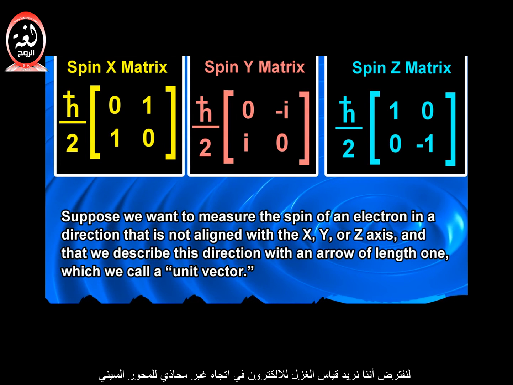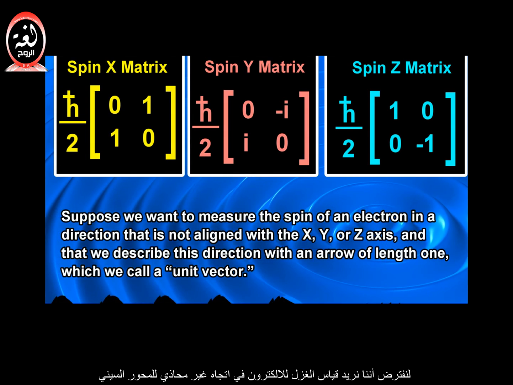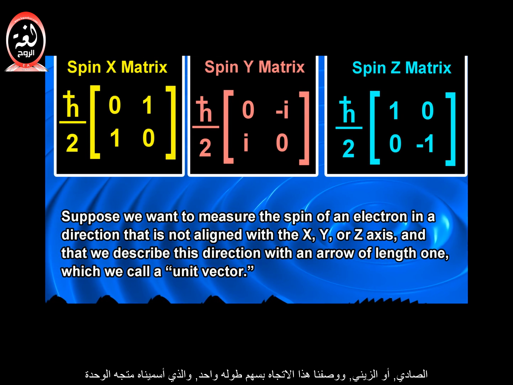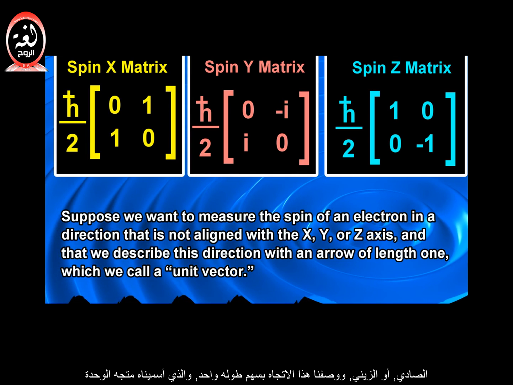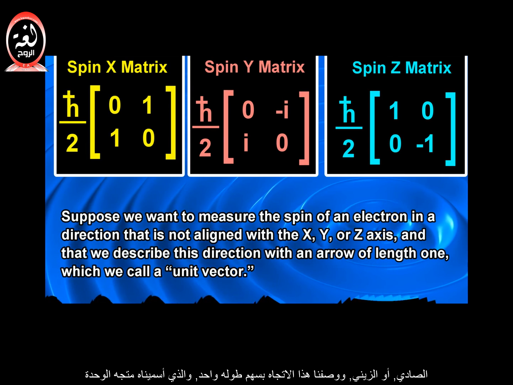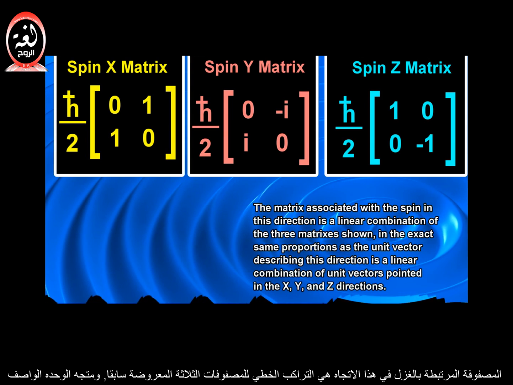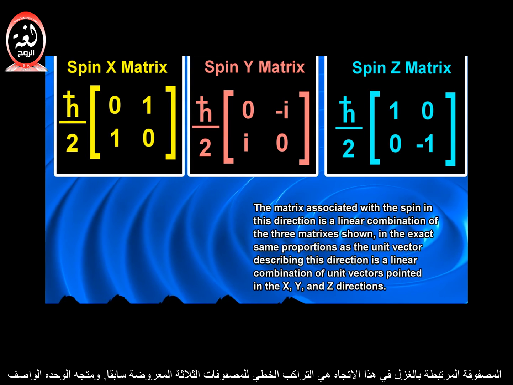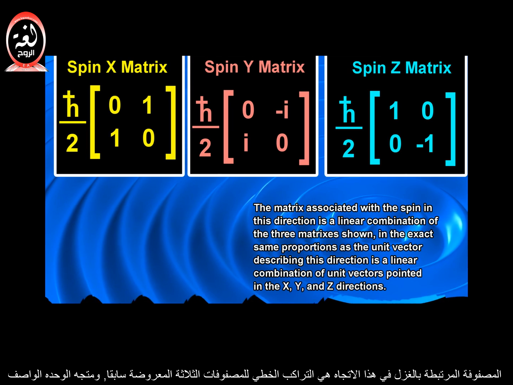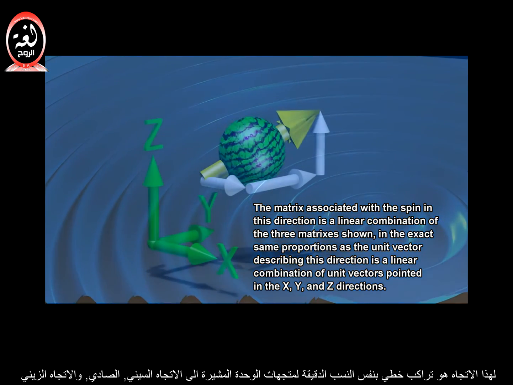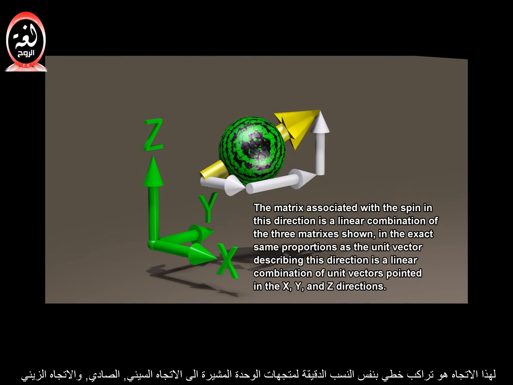Suppose we want to measure the spin of an electron in a direction that is not aligned with the x, y, or z axis, and that we describe this direction with an arrow of length 1, which we call a unit vector. The matrix associated with the spin in this direction is a linear combination of the three matrices shown previously, in the exact same proportions as the unit vector describing this direction is a linear combination of unit vectors pointed in the x, y, and z directions.